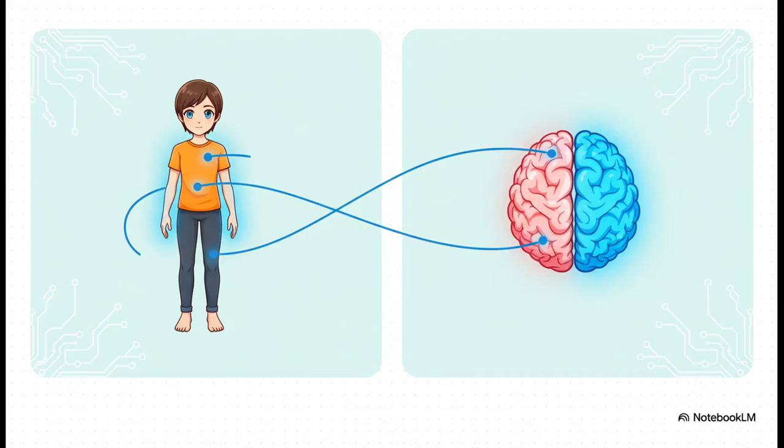So if there is one thing you remember from all of this, make it this. When it comes to controlling your body's movements, your brain is a mirror. Symptoms on one side of the body are a giant red flag that something is going wrong on the opposite side of the brain. That rule of contralateral control is the master key to decoding where a stroke is happening.